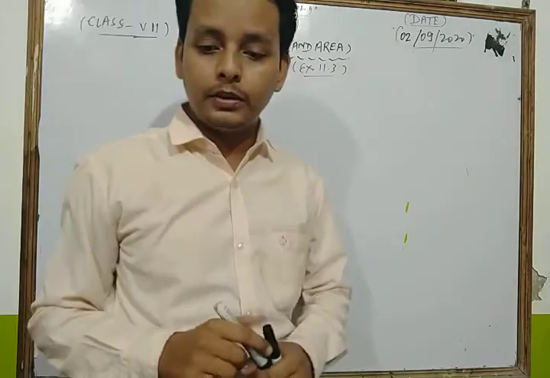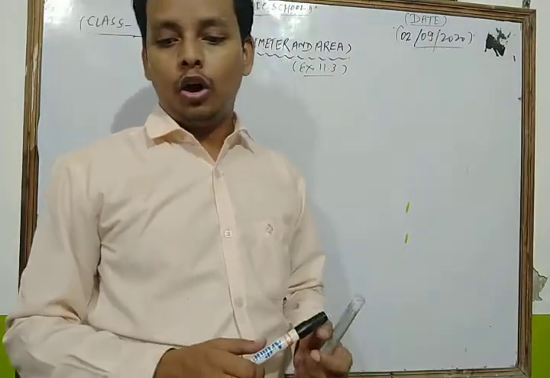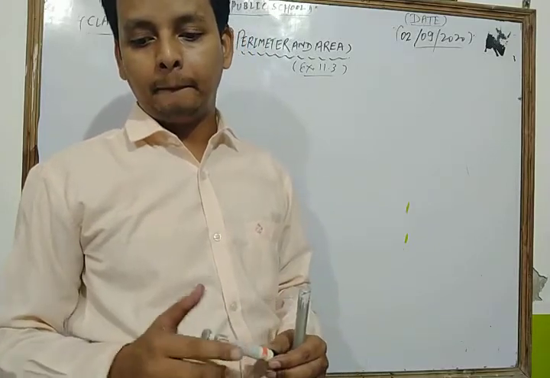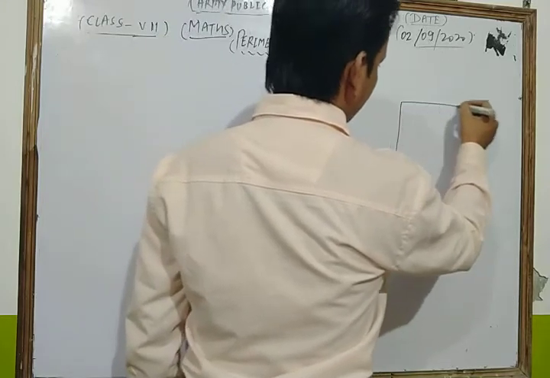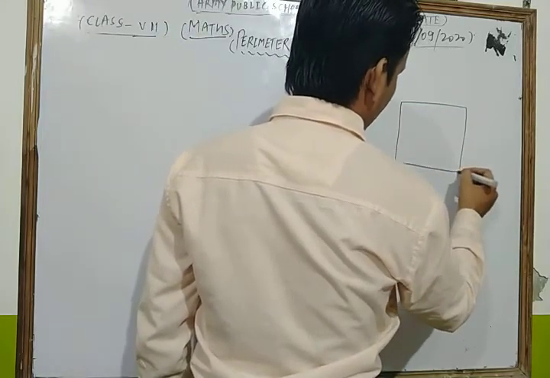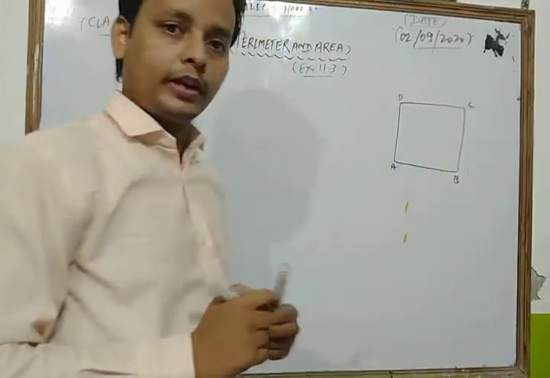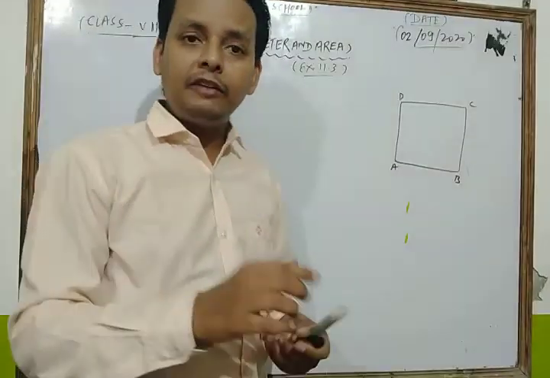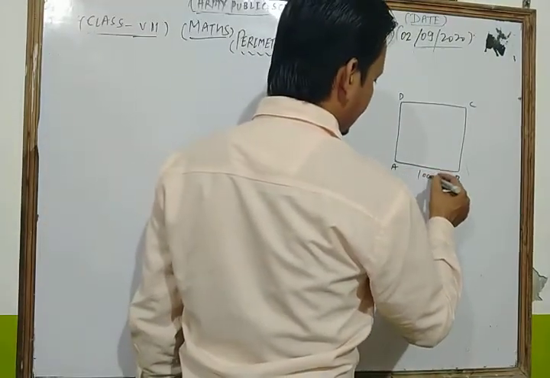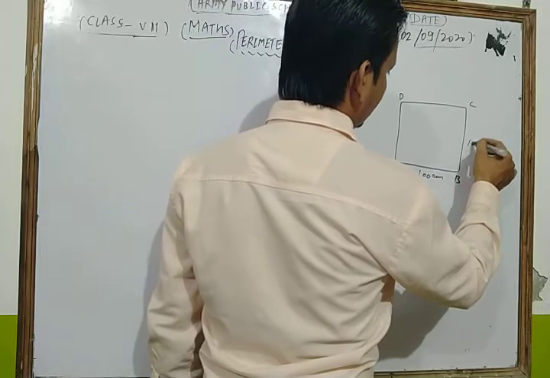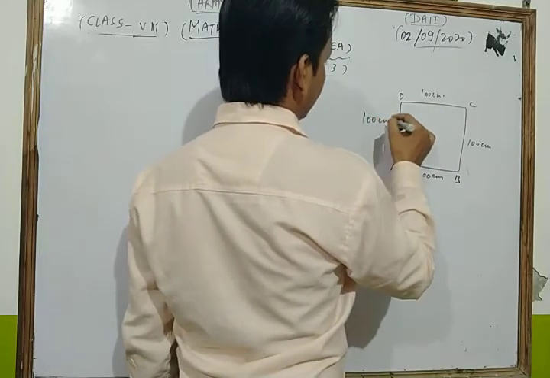Suppose we discuss some other question based on that. A path 5 meter wide runs along the inside of a square park of side 100 meter. Dear students, a square park is here. Suppose ABCD is a square park, and a path 5 meter wide runs along the inside. Dear students, each side is equal to 100 meter, 100 meter, 100 meter, and this is also 100 meter.